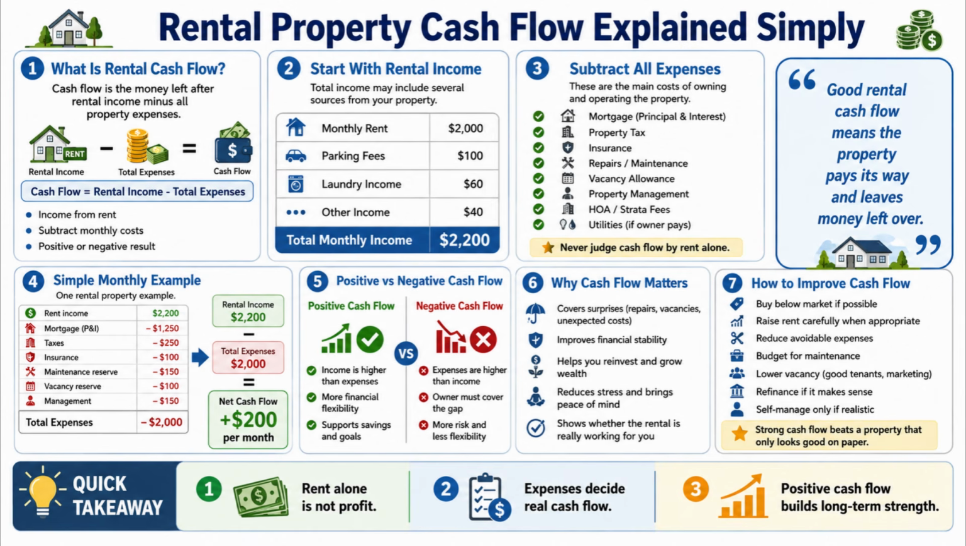First, you start with the income side. Rental income usually includes the monthly rent paid by the tenant. But in some properties, there may also be extra income, such as parking fees, laundry income, storage fees, or other small charges. For example, if monthly rent is $2,000, parking fees are $100, laundry income is $60, and other income is $40, then the total monthly income becomes $2,200.